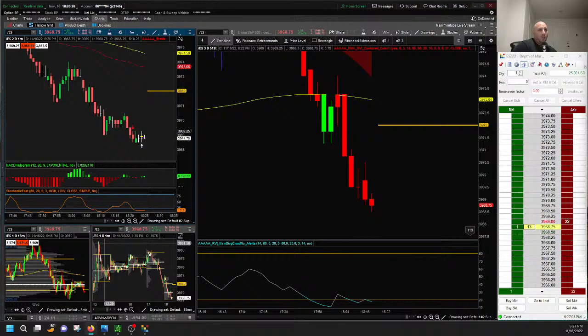So here's what I'm looking for right now. I'm looking for a quick flush, clean this up right here, right? One tick and then reverse up, if it's going to get some traction to the upside, because there's really not a lot of selling pressure.